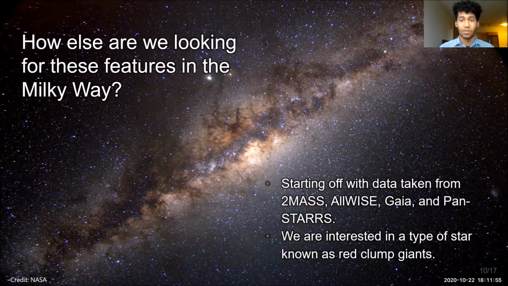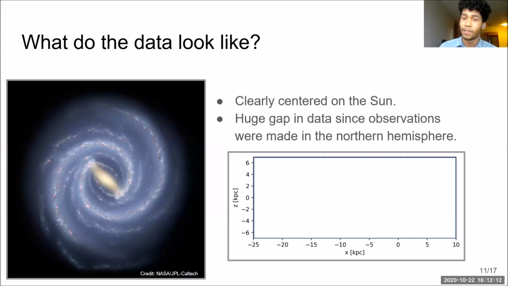We begin answering this question by taking a look at the data set from a 2020 study that compiles data from 4 different surveys: 2MASS and AllWISE, which are infrared, and then Gaia and Pan-STARRS. Within these surveys, they identify a sample of red clump giants. With this in mind, we analyzed that data set containing 2.6 million photometrically selected red clump giants, which had distances derived.